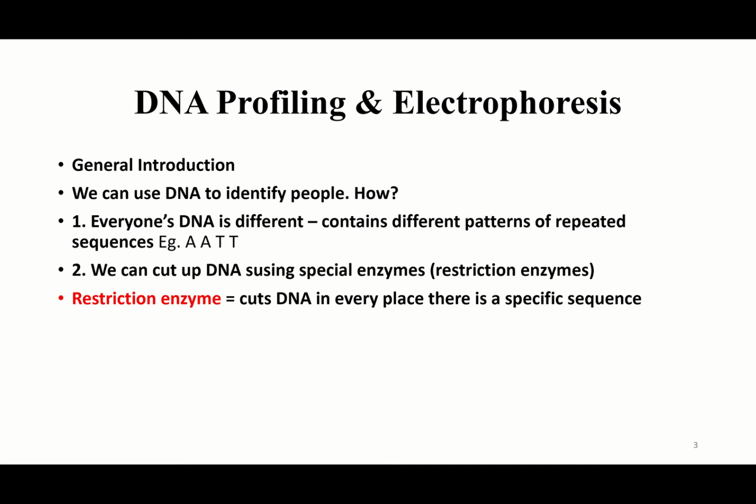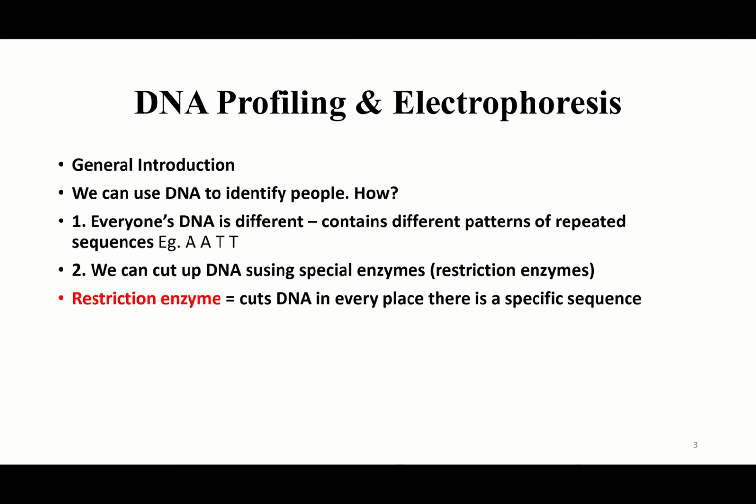We can use DNA to identify people. How do we do that? Everyone's DNA is different. The DNA contains different patterns of repeated sequences, such as AATT. They could be any pattern. And we can cut up DNA using special enzymes called restriction enzymes. The restriction enzyme cuts DNA in every place there is a specific sequence. All right.